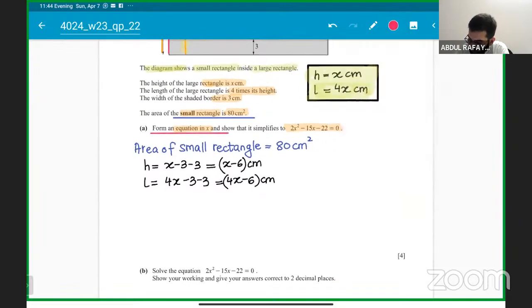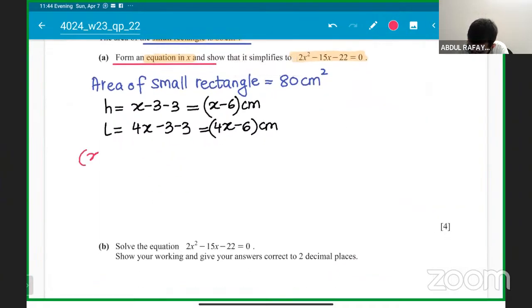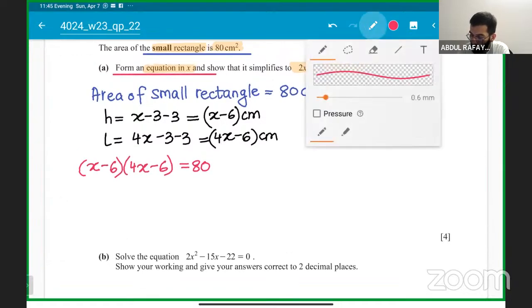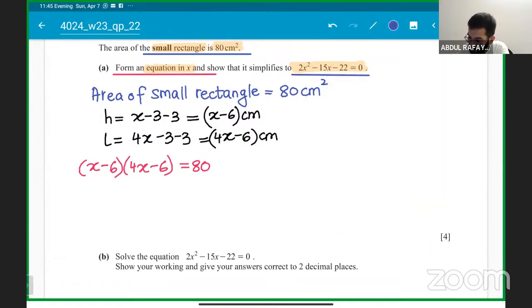तो हमारे पास बेसिकली ये आ गया और हम क्या करेंगे आपके एरिया ऑफ रेक्टेंगल विल बी x माइनस 6 मल्टीप्लाई बाय 4x माइनस 6 इज इक्वल्स टू 80 सेंटीमीटर स्क्वायर. तो आपके पास एरिया ऑफ स्मॉलर रेक्टेंगल आ जाएगा. आप इसको सॉल्व करेंगे और ये इक्वेशन इसके इक्वल हो जाएगी. सो लेट्स ट्राई टू सॉल्व दिस स्टूडेंट्स. तो हो जाएगा सर 4x स्क्वायर, x into 4x will be 4x squared minus 6x minus 24x.